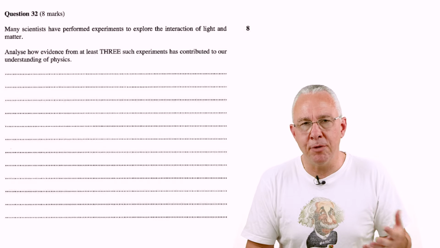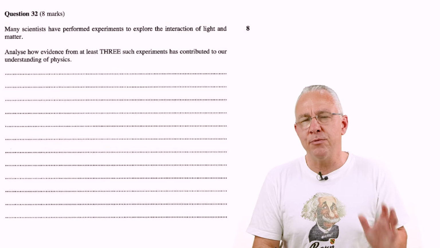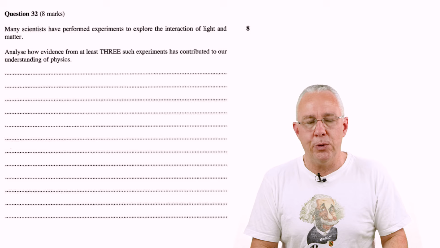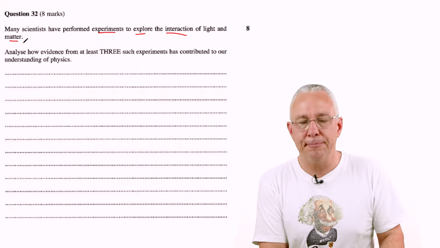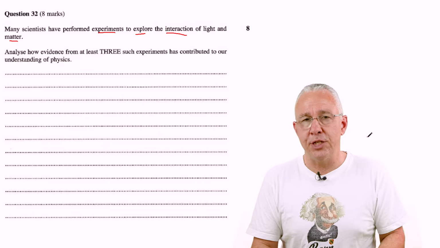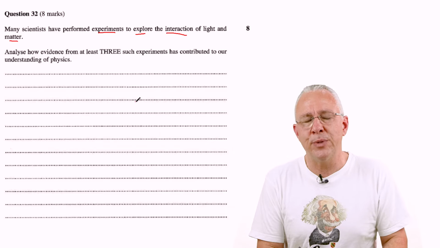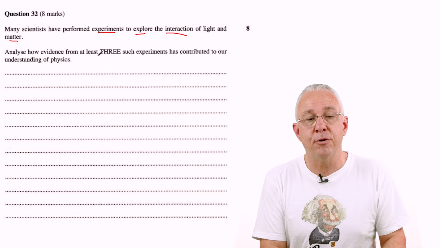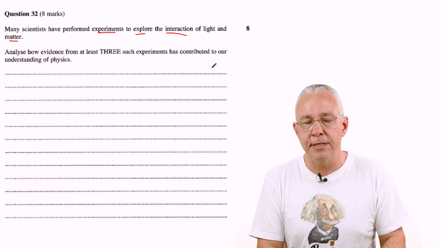Question 32, I'm not going to go into full details. It's a long 8-mark response, and this is really a great question where you are, in essence, showing what you understand. And it asks experiments to explore the interaction of light with matter. Now, there are a number of situations that we used in the HSC program where we have an interaction between light and matter. In any case, we have to show how this evidence from at least 3 such experiments have contributed to our understanding of physics.